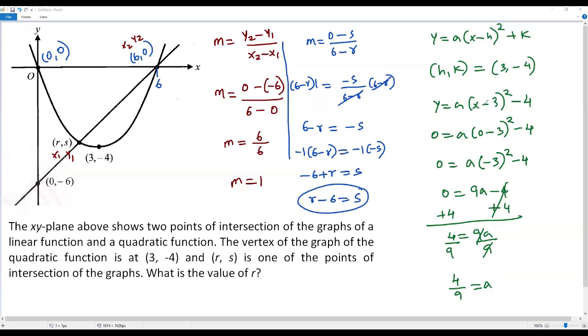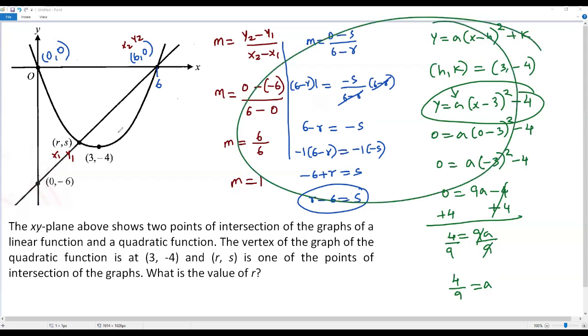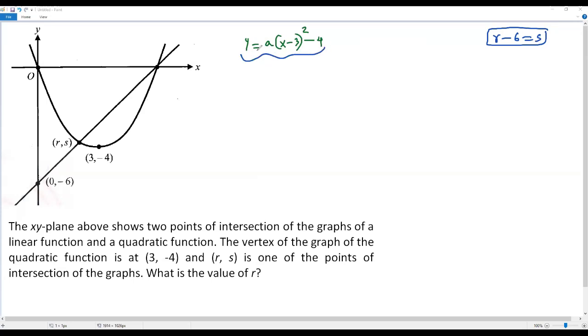In my next step, I have to plug in this 4 over 9 for a in this equation, so that the equation of the parabola will be complete. Now let me erase all the stuff over here and continue the problem. Here in the equation of the parabola, I got the value of a, that is 4 over 9. Let me plug in. Then I'm getting y equals 4 over 9 times (x minus 3) whole squared minus 4.